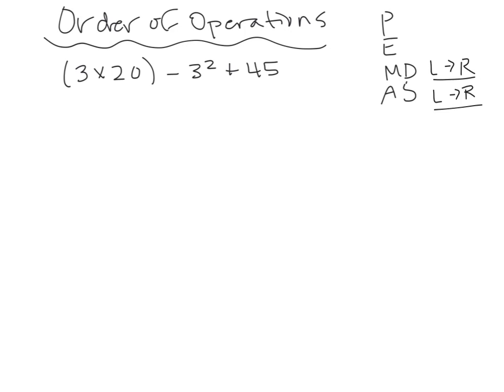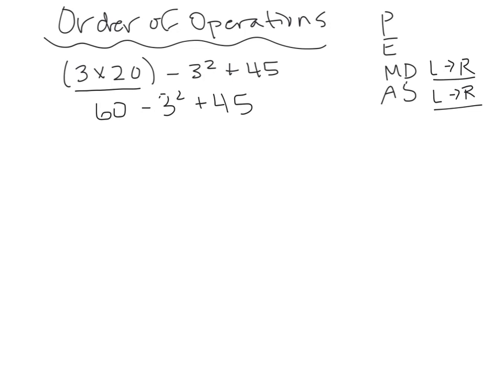So let's solve this problem together. 3 times 20 in parentheses minus 3 squared plus 45. So we know that our parentheses is first, therefore we solve what is inside the parentheses first. If I have 3 20s, it is 20, 40, 60. Write it underneath. We just copy everything down so that this will be an algebraic expression solved in the correct format. Format is very important.